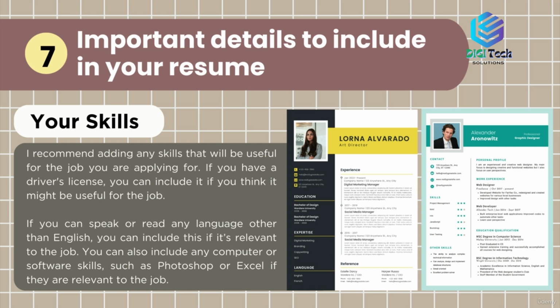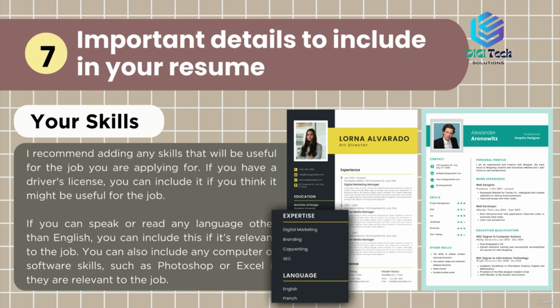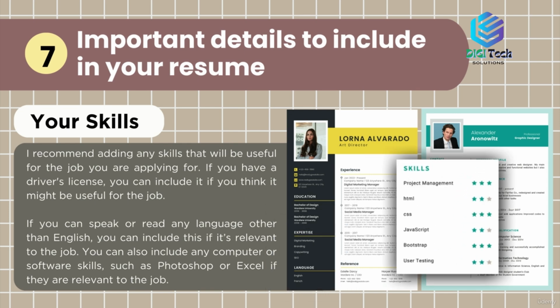However, I recommend writing down your skill level rather than using a level bar or graph to display it. A level bar or graph might look good from a design point of view, but I don't think it's as professional. So let's have a look at these examples here. The resume on the left displays their skills under expertise and also language. The resume on the right has the skills section here, which displays their skills with these stars. As I said, I'm not really a fan of the stars. I do think it's better just to list them.